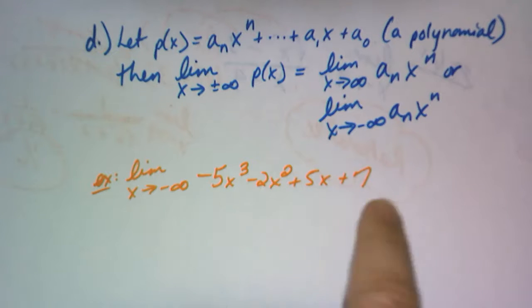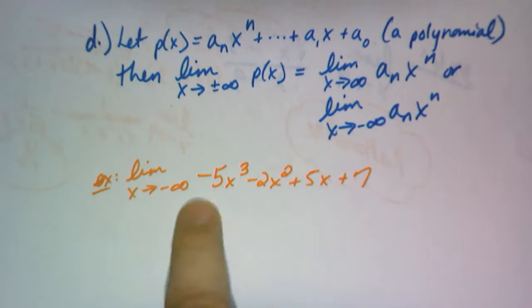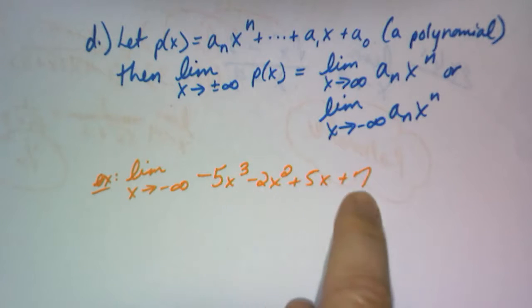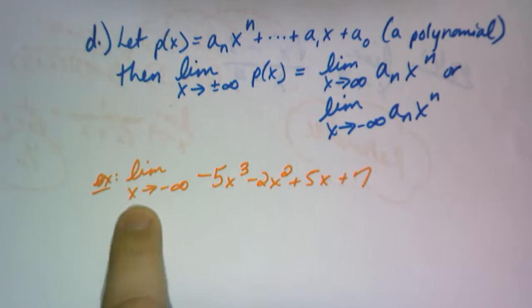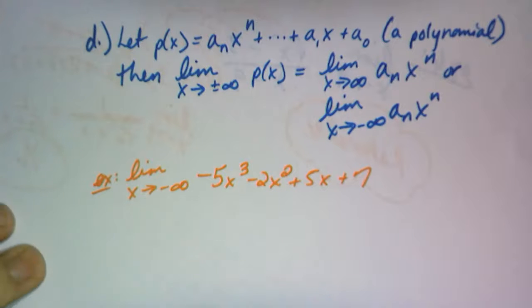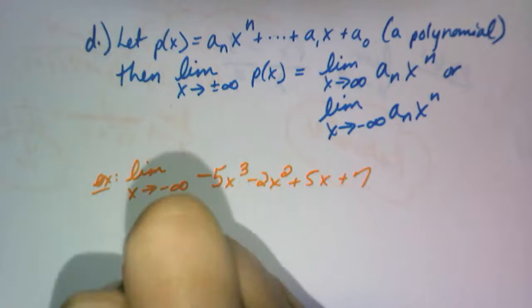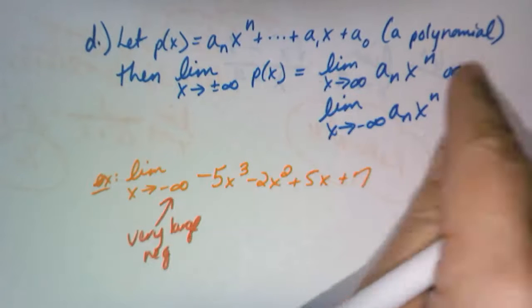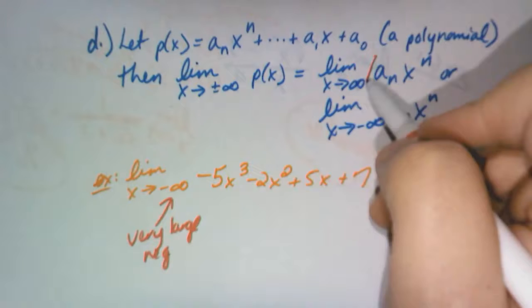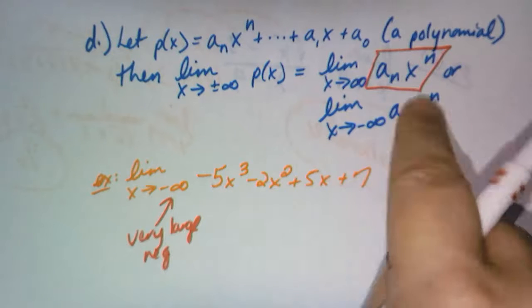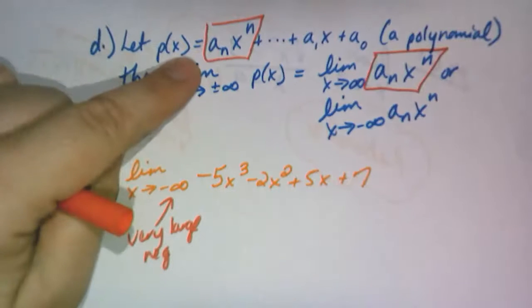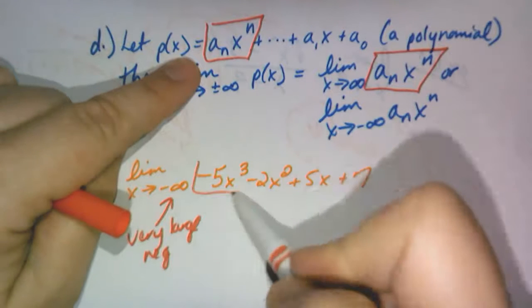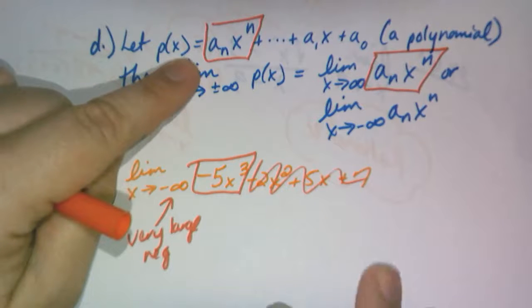So I'm giving you this long polynomial. Negative 5x cubed minus 2x squared plus 5x plus 7. And I'm telling you, tell me what the limit is as x approaches a very large negative number. Thank you for correcting me. This property says the following: you really only have to look at the degree of the first term of the polynomial. The rest of this really kind of means nothing. Here's why.